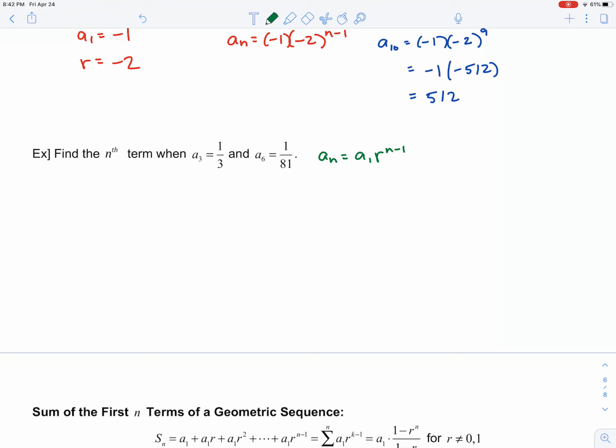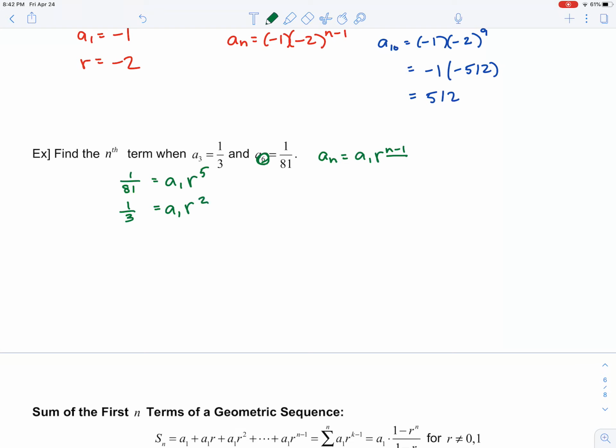So the sixth term is 1 over 81. We don't know the first term, we don't know the common ratio, but n minus 1 would be 5, right? Because this is the sixth term. So n minus 1 would be 6 minus 1, which would be 5. Now for the third term being 1/3, I'll just write it beneath. And then 3 minus 1 is 2.